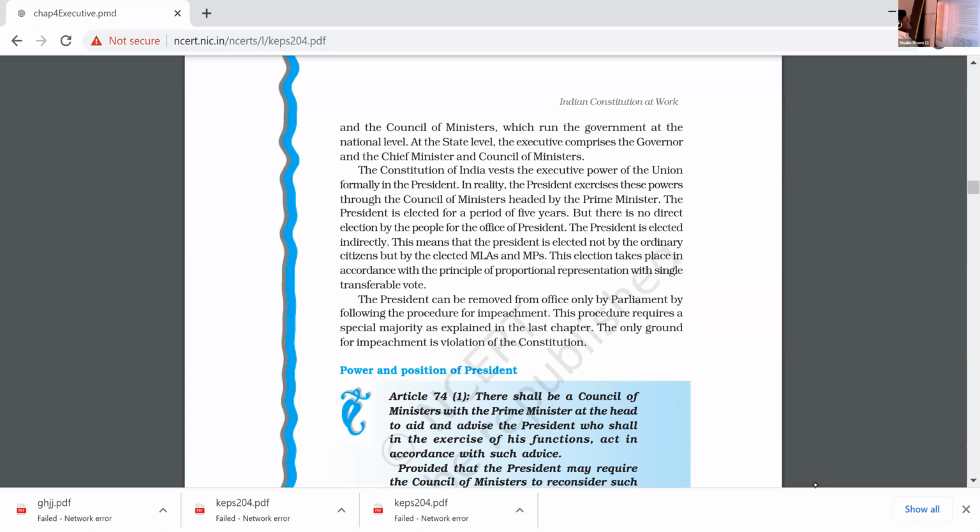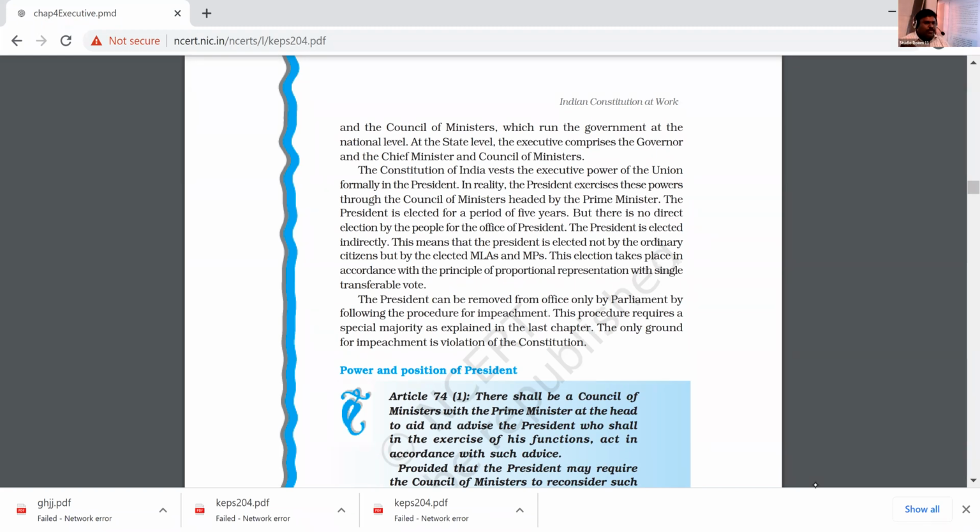Okay, so the governor will be there, and the chief minister and the council of ministers in the state. State cabinet: at the central level, president, prime minister and the cabinet ministers, right? And coming to the state level, governor, chief minister and the cabinet ministers of the state. Clear? Cabinet ministers of the state. Almost the same structure. At the central level it is the president, and coming to the state it is the governor.